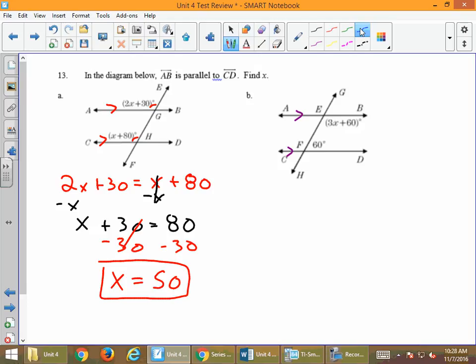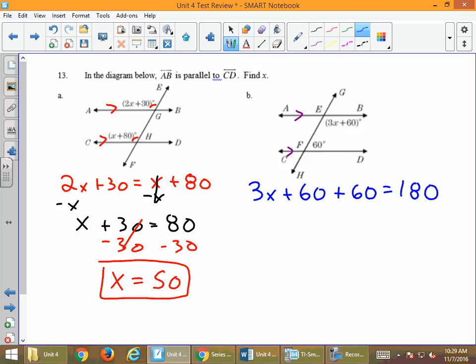Same side interior, very good. They're both inside those parallel lines, and they're on the same side. Since they're inside, the two options would have been same side interior or alternate interior, where that F would match up with that 3x and 60. But since they are same side interior, we got a special value. This is the only one that's different. Alexia, what is that special thing? They are equal to 180, otherwise known as supplementary. So supplementary equals 180. Let's add these up and set it equal to 180.